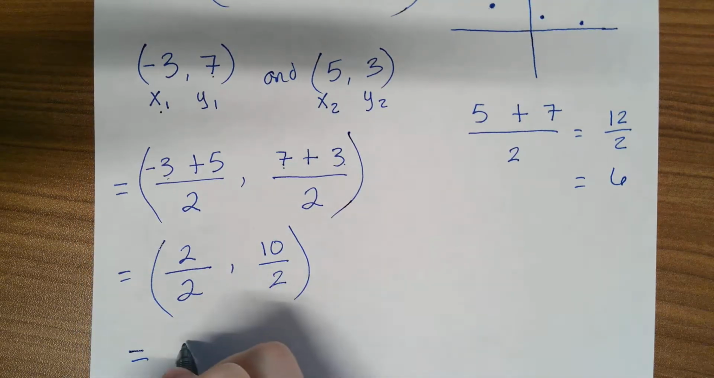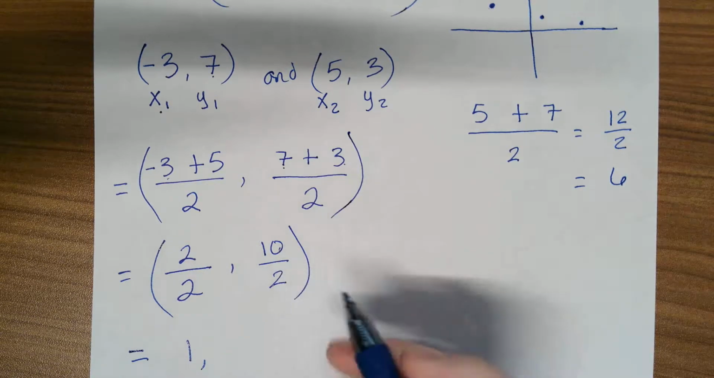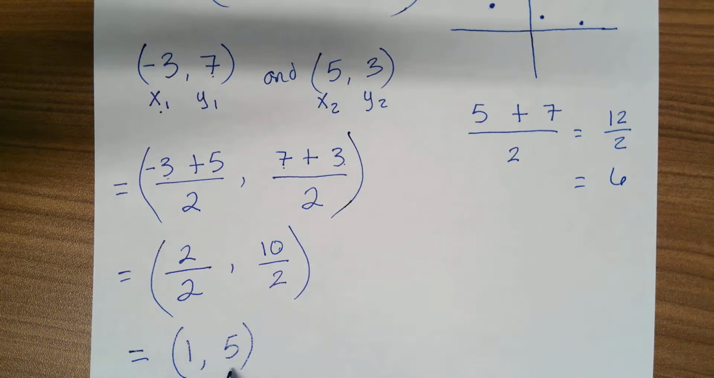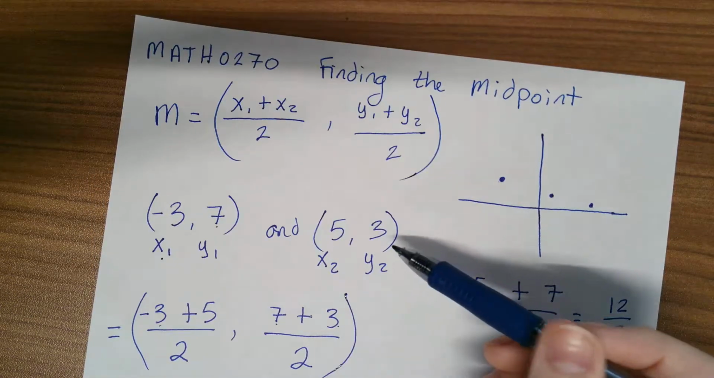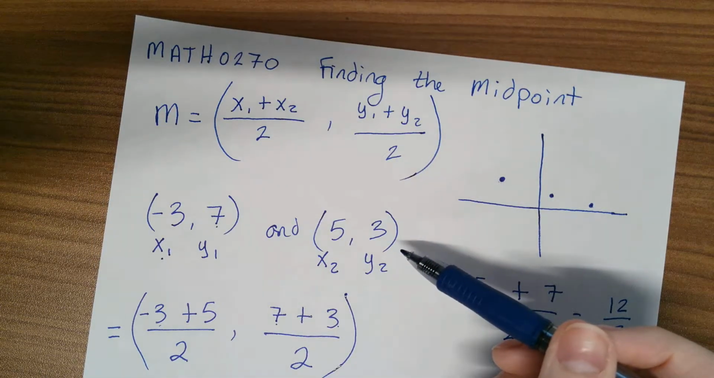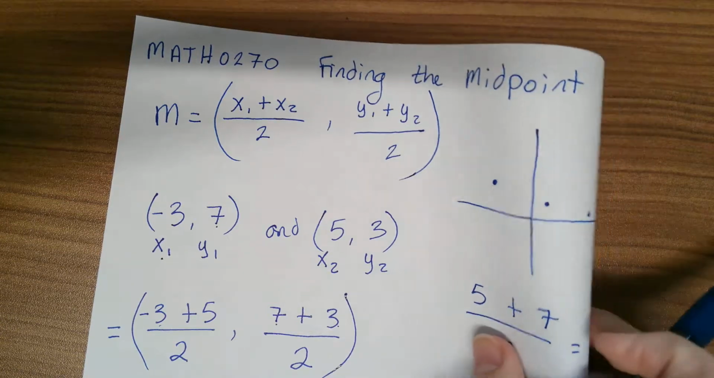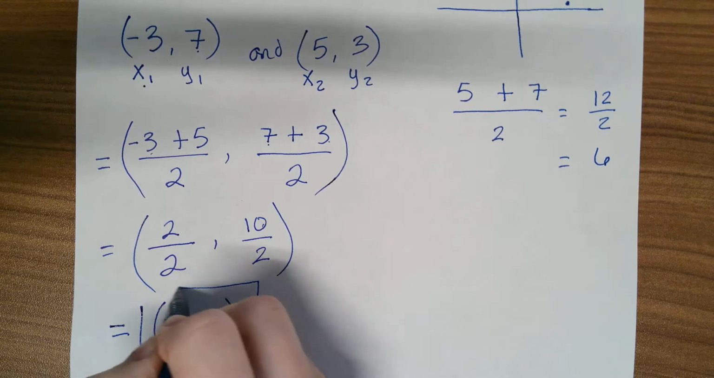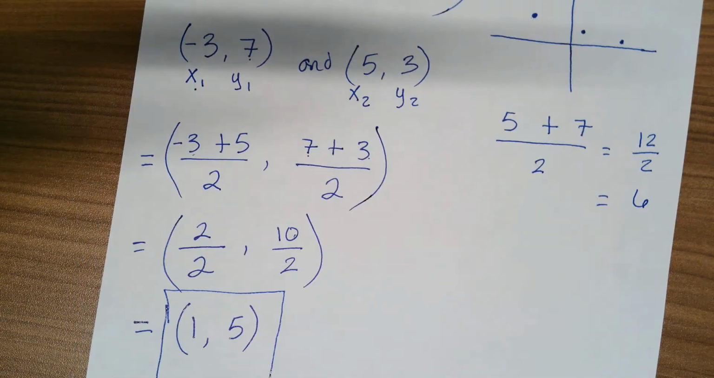So 2 divided by 2 is 1. 10 divided by 2 is 5, and there we go. 1 comma 5 is the point that's directly in between -3, 7 and 5, 3. In other words, 1, 5 is my midpoint. There we go. That's how we find the midpoint.